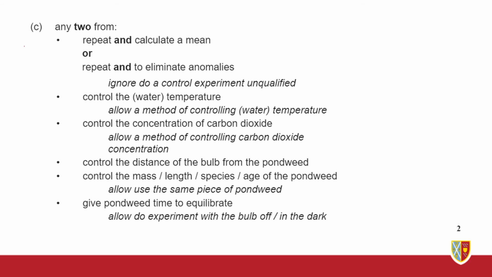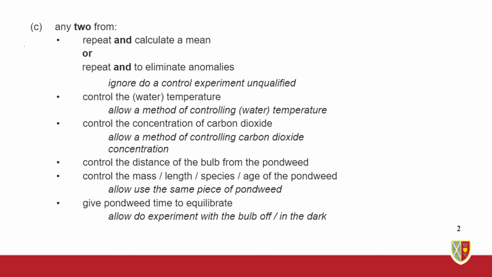Okay, so answers for this one. You could repeat and calculate a mean because a mean is going to be much more representative of the real number. It's going to give you a more accurate result than if you just have one result at this point. Or you could repeat it to eliminate anomalies. So if you've got 25 bubbles, 30 bubbles, and 26 bubbles, and then one of them was at 4 bubbles, the 4 bubbles is probably wrong, and we can probably get rid of it so it doesn't spoil our average, our mean. You can control the water temperature.